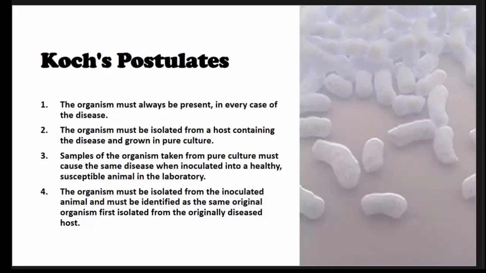Koch's postulates are as follows. Number 1. The organism must always be present in every case of the disease. Number 2. The organism must be isolated from a host containing the disease and grown in pure culture. Number 3. Samples of the organism taken from pure culture must cause the same disease when inoculated into a healthy susceptible animal in a laboratory. And number 4, the organism must be isolated from the inoculated animal and must be identified as the same original organism that was first isolated from the originally diseased host.